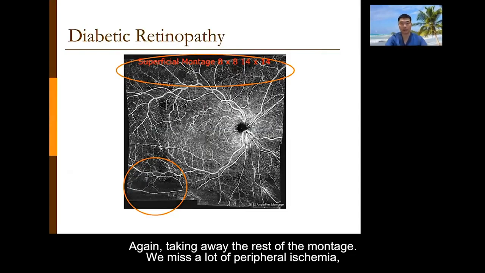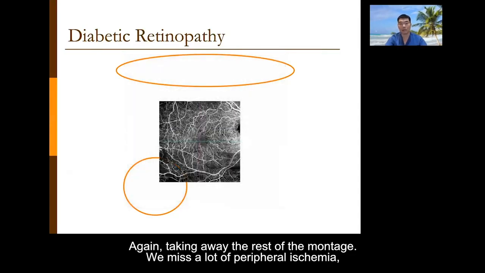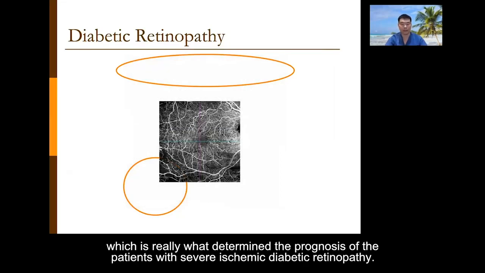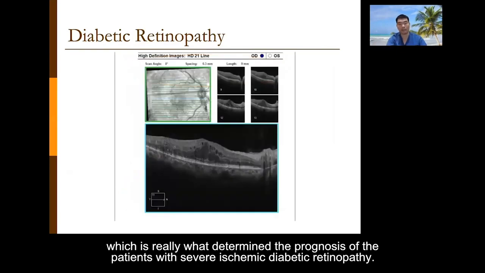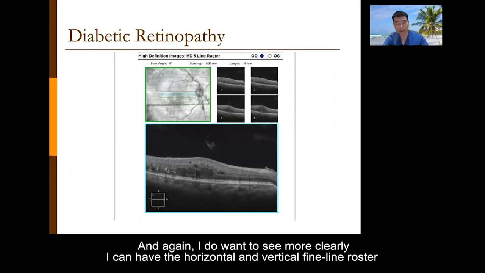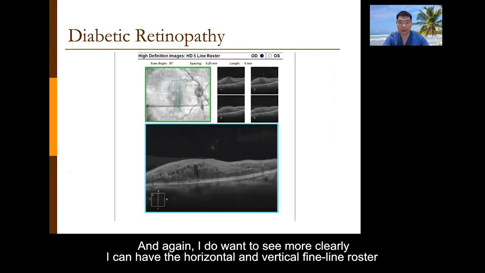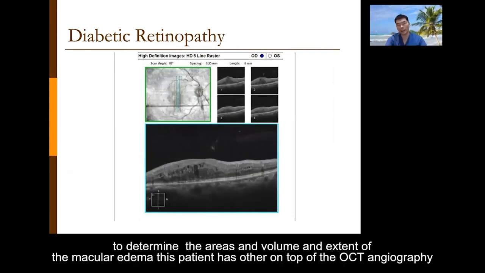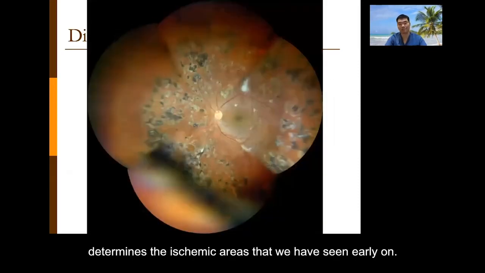Again, taking away the rest of the montage, we do miss a lot of peripheral ischemia, which really will determine the prognosis of the patient with severe ischemic diabetic retinopathy. Combining the OCT B scans, we can see here we have a high definition 20-line fine line raster. And again, if I do want to see more clearly, I can have the horizontal and vertical fine line raster to determine the area, volume and extent of the macular edema that this patient has, on top of the OCT angio, which determines the ischemic areas that we have seen earlier on.